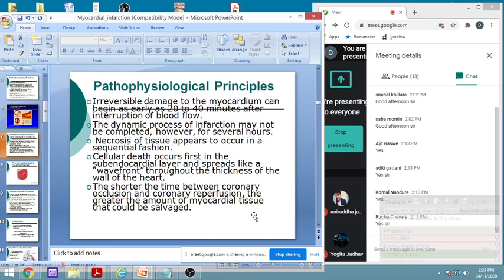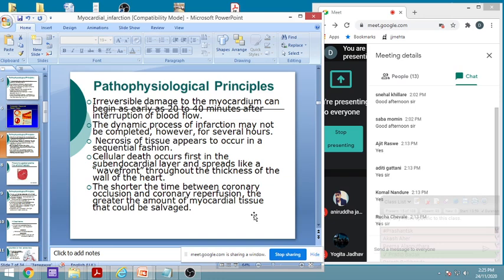The shorter the time between coronary occlusion and coronary reperfusion, the greater the amount of myocardial tissue that can be salvaged. So this is very important. Suppose somebody is having signs of myocardial infarction, the faster the treatment is done, the more chances of recovery and better prognosis. We have used the word prognosis earlier also. Prognosis means cure, getting well, getting normal.